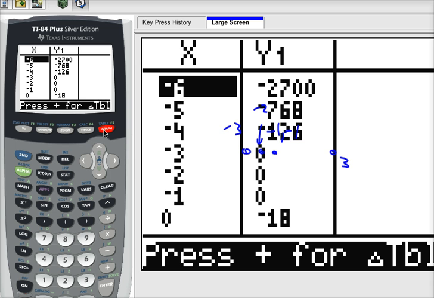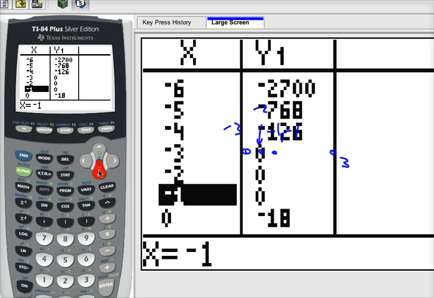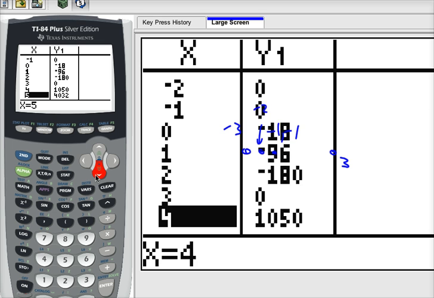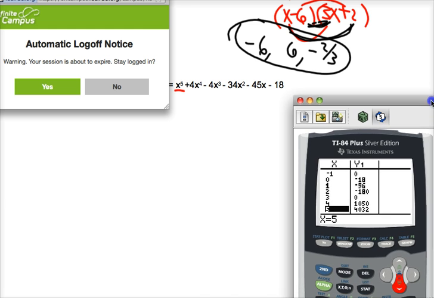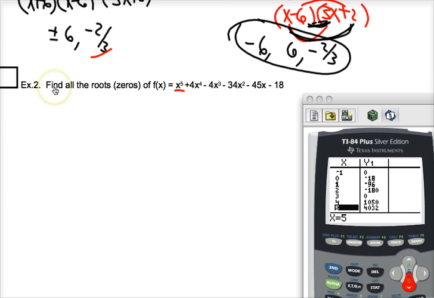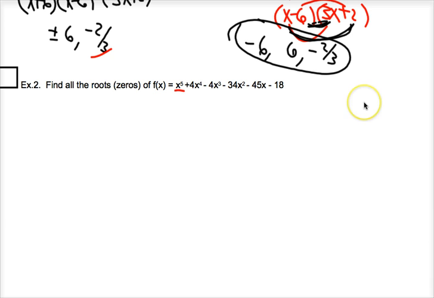Second graph, make sure that those actually work. Here I see I got -3, -2, -1. All are zeros, and 3 is also a zero. So they're all looking good. Now I just need to actually show it. I don't want you going, oh, my calculator said so. We're going to show synthetically that they work.